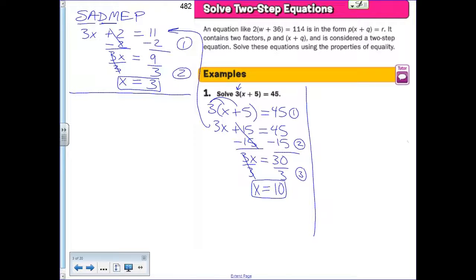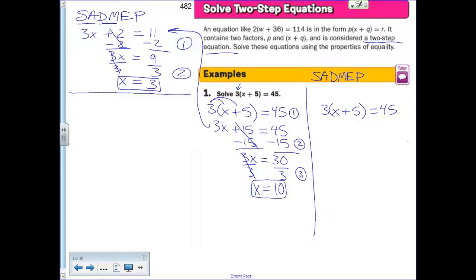Well, when I look up here, it says this is a two-step equation to solve this problem. So let's take a look at the problem a different way. So 3(x + 5) = 45. If we think of SADMEP, we might look at this problem and go, okay, I see adding 5, so therefore I'm going to subtract 5 on both sides first. Unfortunately, that's not going to work the way this is, because the plus 5 is in parentheses.